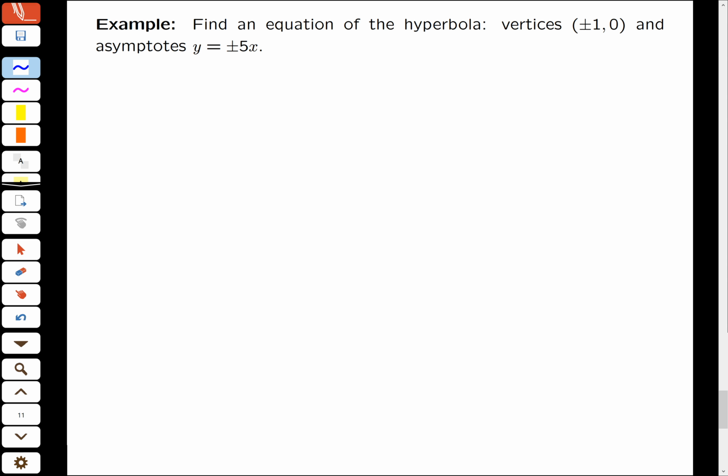Find an equation of the hyperbola. The vertices are plus and minus 1, 0. So here's -1, here's 1. Those are the vertices. And the asymptotes are y equal to plus or minus 5x. So here's the asymptotes. So I know it has to be opening like this. Is that horizontal or vertical? Horizontal.